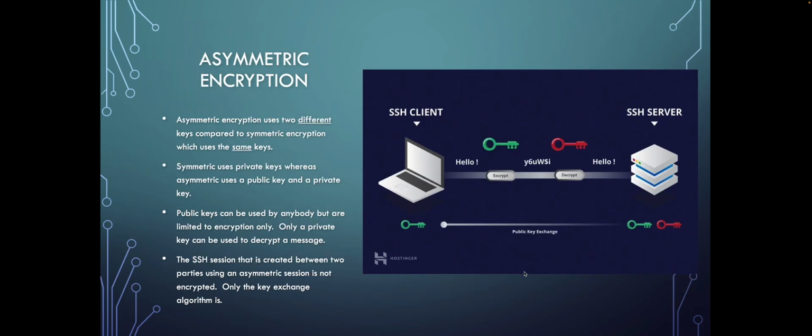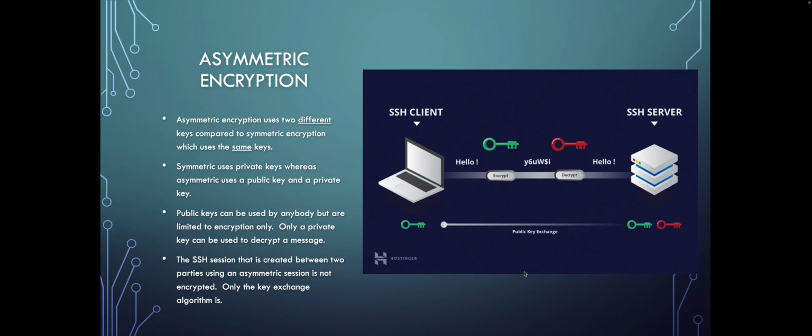All right, so moving on to asymmetric encryption. This is where keys are going to be a little bit different. Asymmetric encryption uses two different keys, so they're not the same keys, compared to symmetric encryption, which uses the same key. Symmetric encryption uses private keys, whereas asymmetric will use a combination of public keys and private keys.